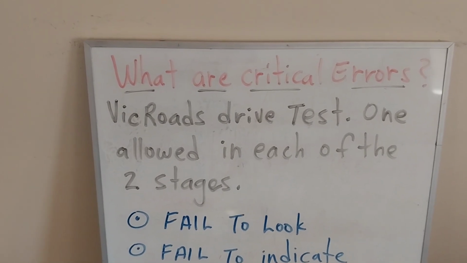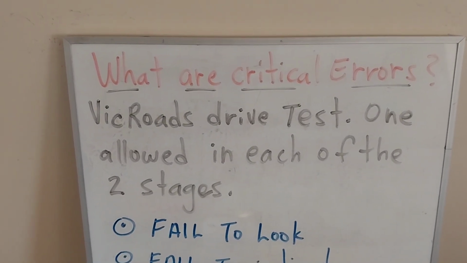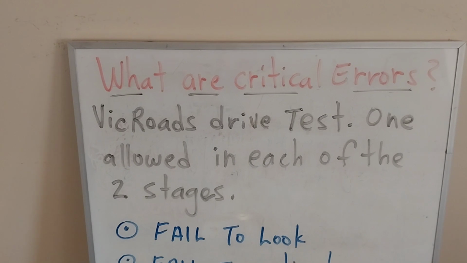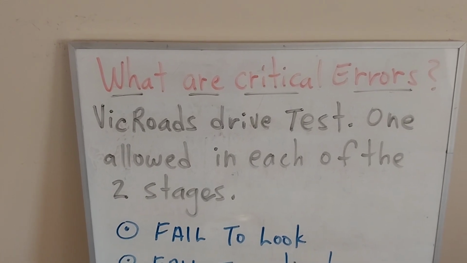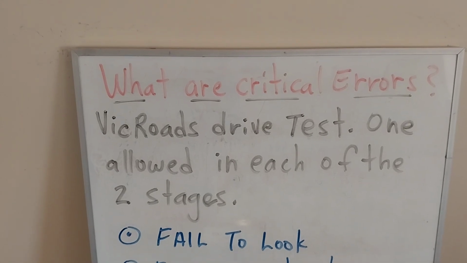What are critical errors? Some of the major examples are, the first one, fail to look. Suppose you are entering a roundabout and you did not look to the right hand side in case there was someone to give way to. That's fail to look. So that would attract a critical error.